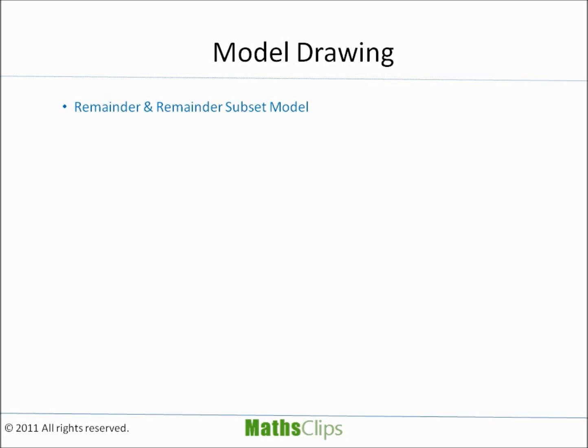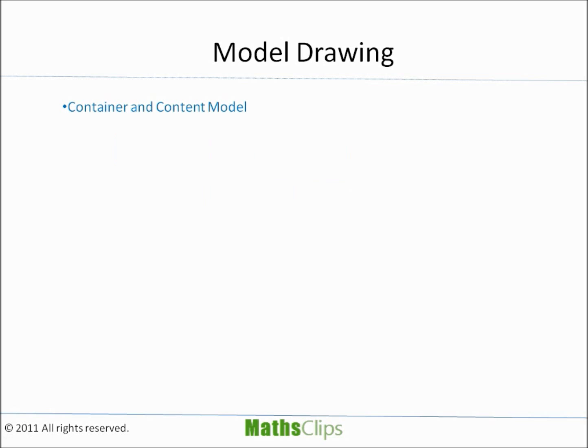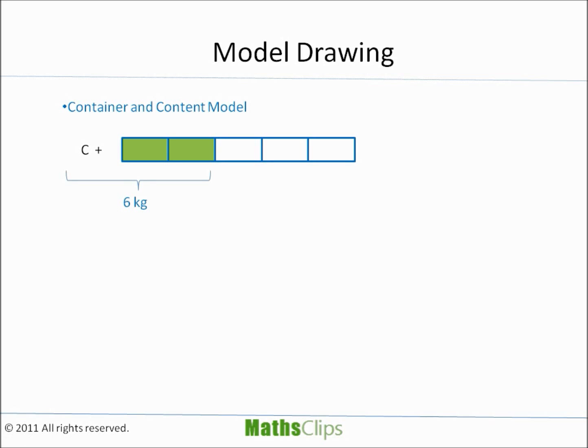We can also use the remainder and remainder subset model. In this case, this model is used to calculate remainders. For example, Jack spent 2/5 of his pocket money on food and gave 2/5 of the remainder to Bob. In the container and content model, we normally use C to represent the container. For example, 2/5 of a container is filled with water, and the mass of the container and its contents is 6 kilograms.